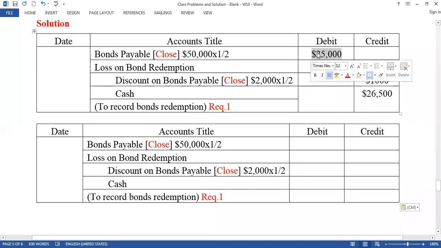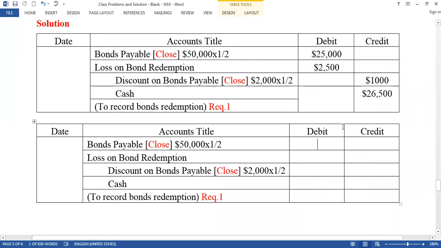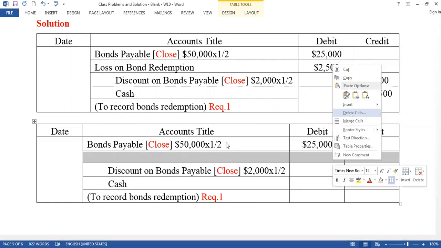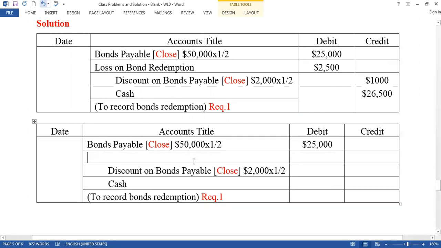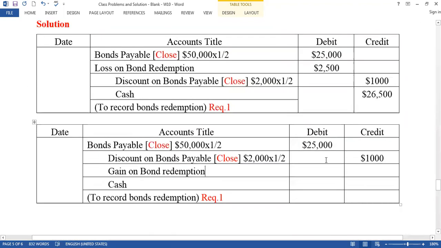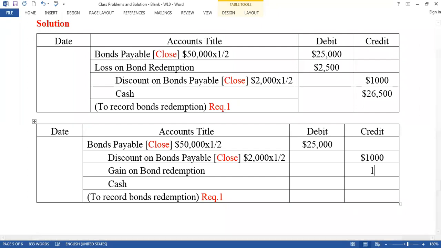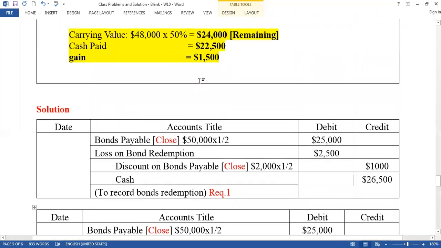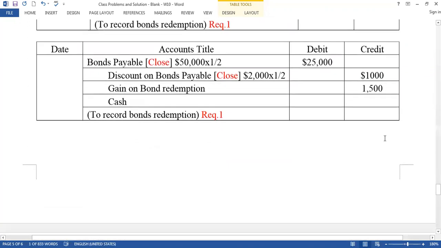So we close the remaining 25,000 of bonds payable. Then we close the remaining discount on bonds payable, which is 1,000. So we close these two, and we have a gain, which we already calculated: it is 1,500. And we pay cash, 22,500.